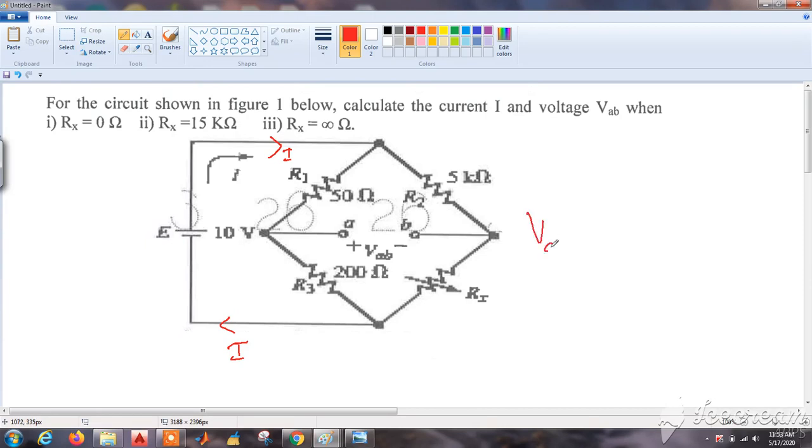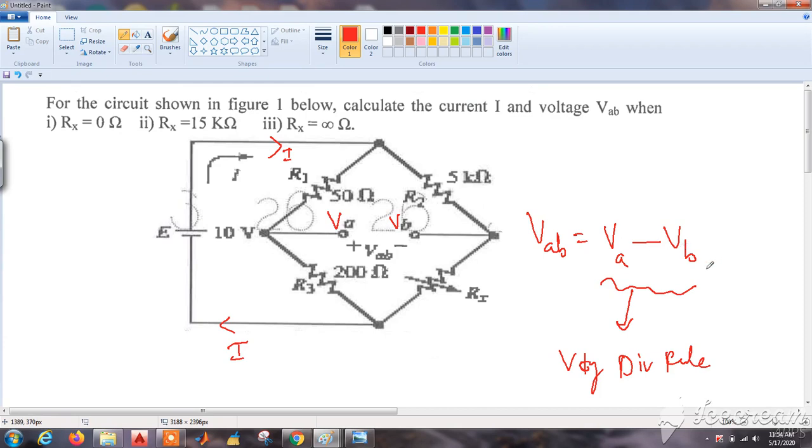We know that VAB is the voltage difference between VA and VB. That is, VAB is equal to VA minus VB. And we can denote VA and VB here also. This is VA and this is VB, and the difference of them gives VAB. So we will individually expand them by the voltage divider rule, and subtract them to get our result. First we will look at what the voltage division rule is and then apply it to our circuit.